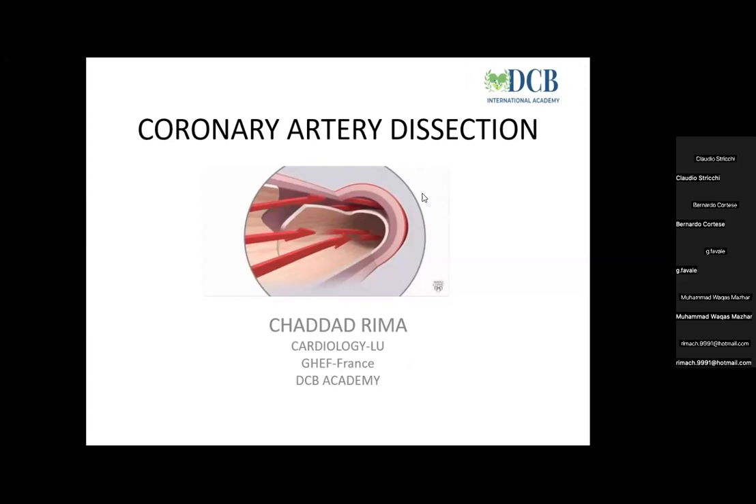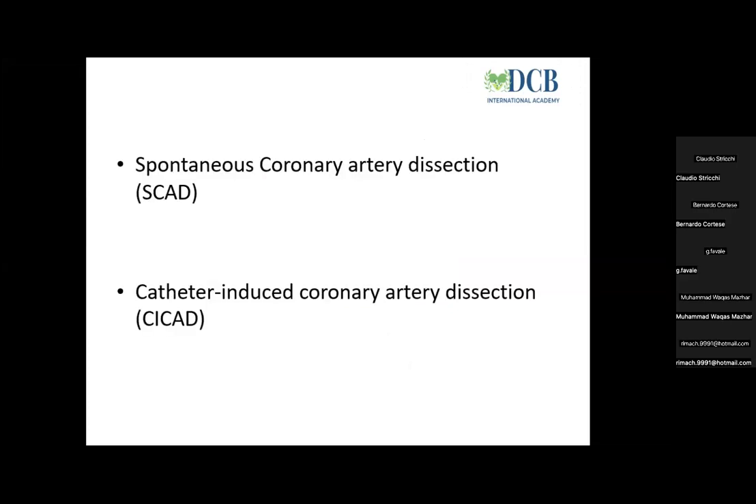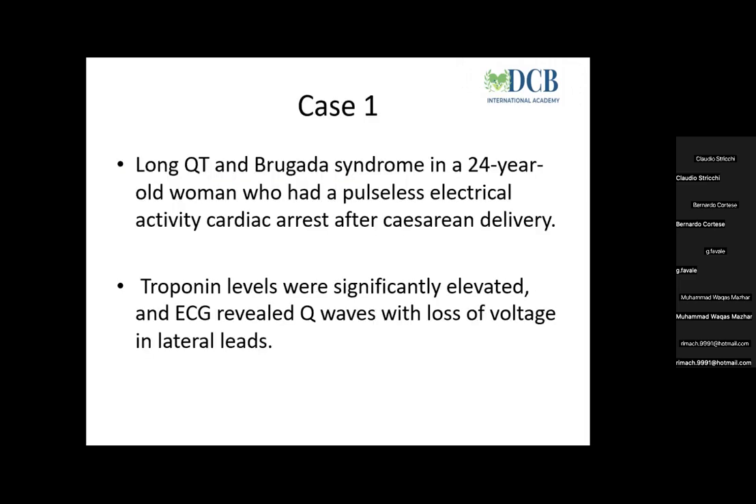There are two big chapters: spontaneous coronary artery dissection and catheter-induced coronary artery dissection. I will start with spontaneous coronary artery dissection, and I will show you two cases. The first one is a long QT and Brugada syndrome in a 24-year-old woman who had pulseless electrical activity cardiac arrest after cesarean delivery. Troponin levels were significantly elevated and EKG revealed Q waves with loss of voltage in lateral leads.